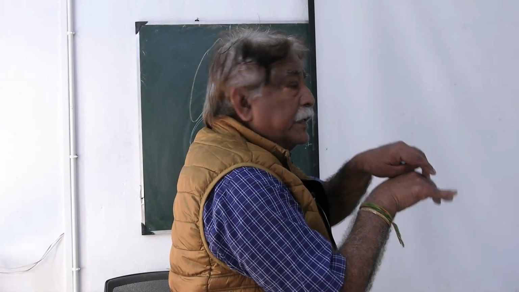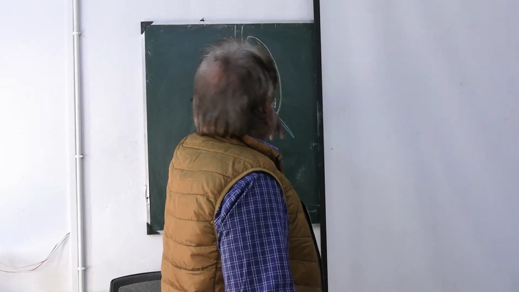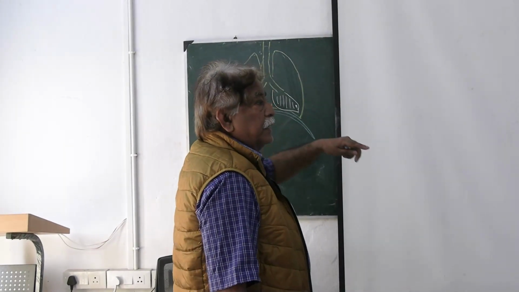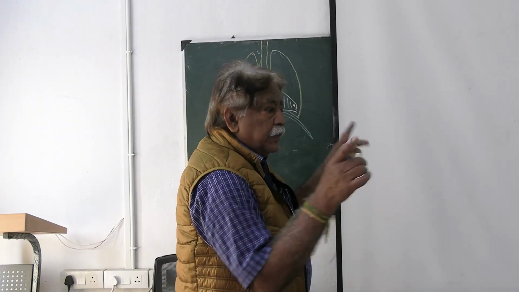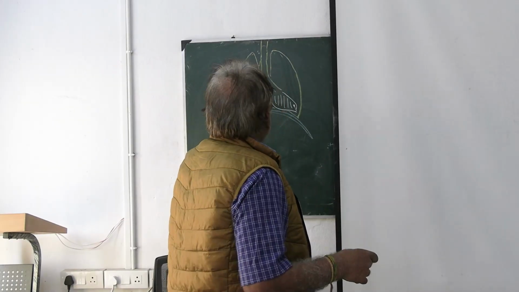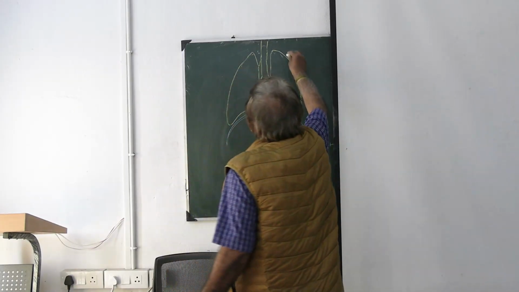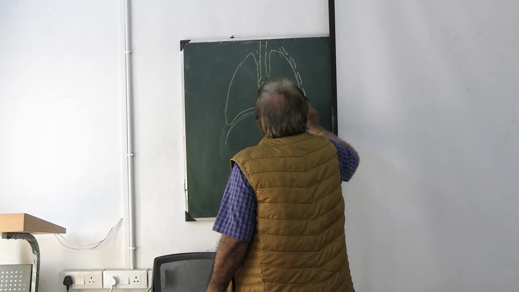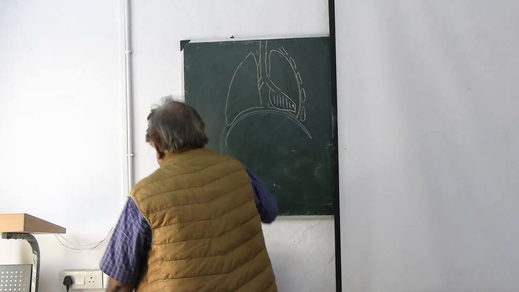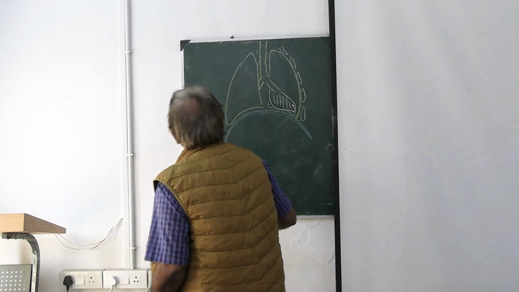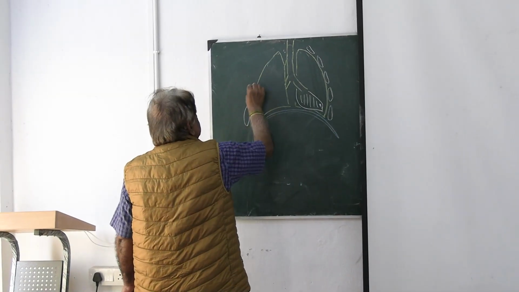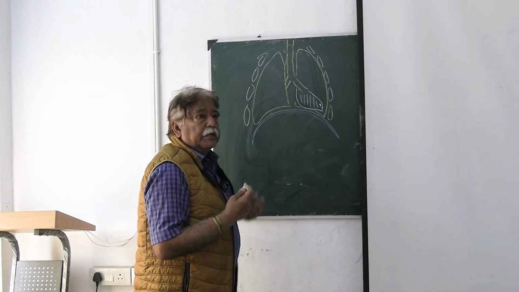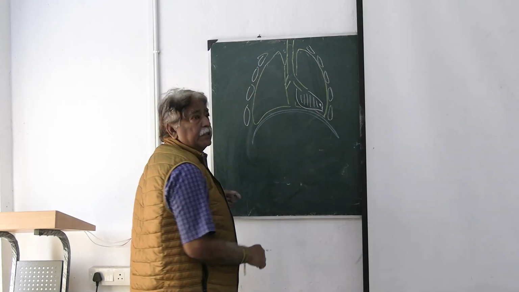I'm just showing you because I cannot draw it in 3D. Your ribs are here, in the thoracic cage. The sternum, and this rib is cut.